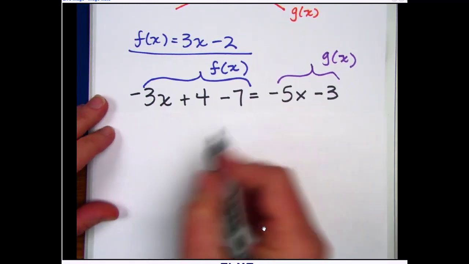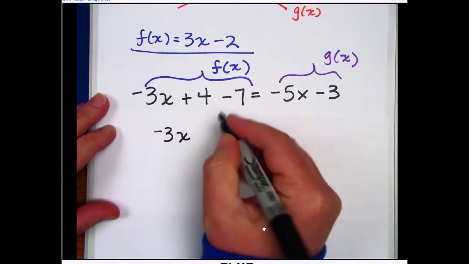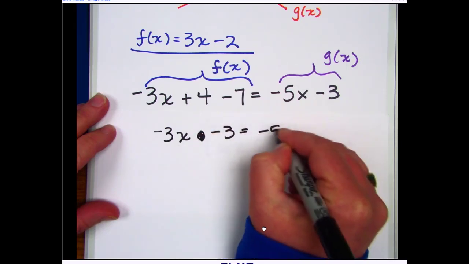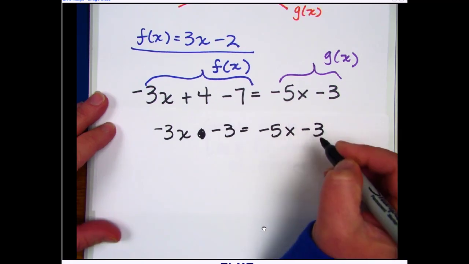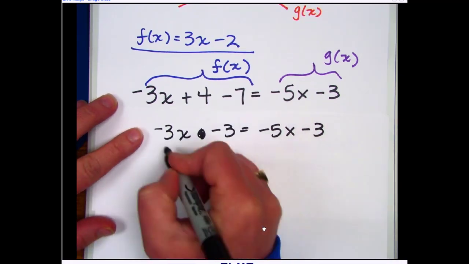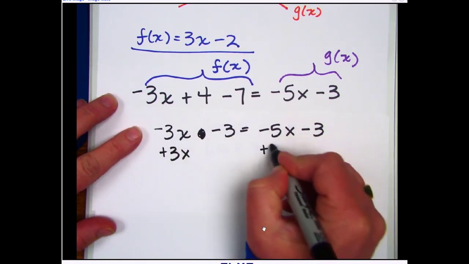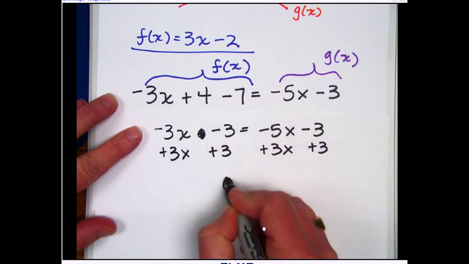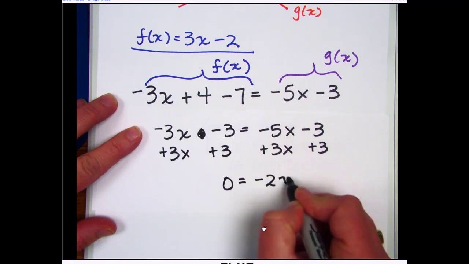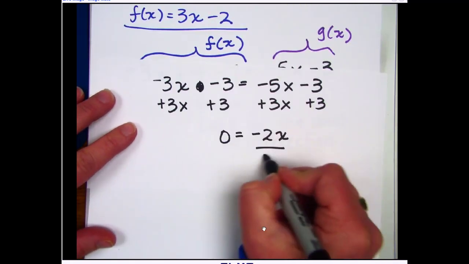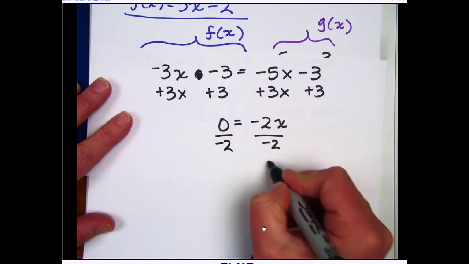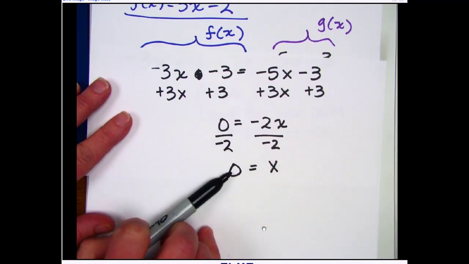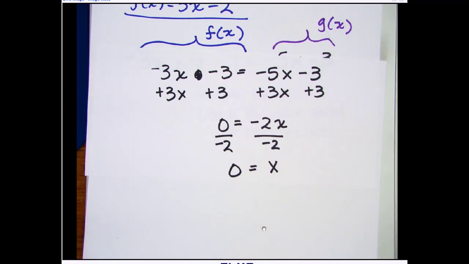Okay. All right, so first I would combine my like terms. I get minus 3x minus 3 equals minus 5x minus 3. And then I would add 5x each side, add 3 each side. I'd get 2x equals 0. Divide by 2, x would equal 0. Remember, 0 over any number is 0. Any number over 0 is undefined.